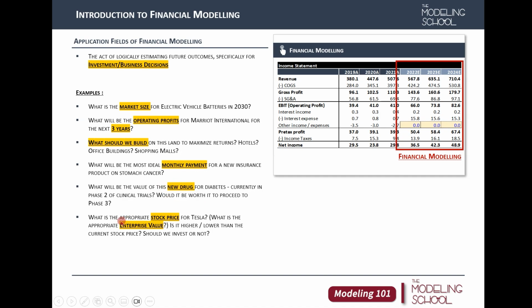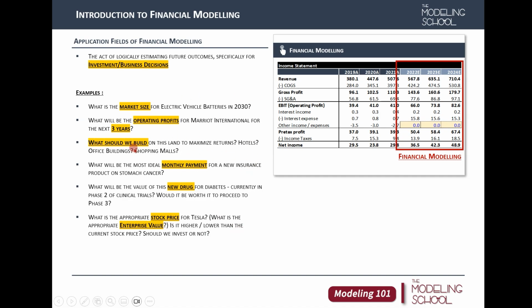Lastly, what is the appropriate stock price for Tesla? This is basically what we're all curious about. What is the appropriate stock price? Or stock price times number of shares would be similar to enterprise value. So what is the appropriate enterprise value? Is it higher or lower than the current stock price? If it's higher than the current stock price, we should invest. If it's lower than the current stock price, we should not invest in that company.